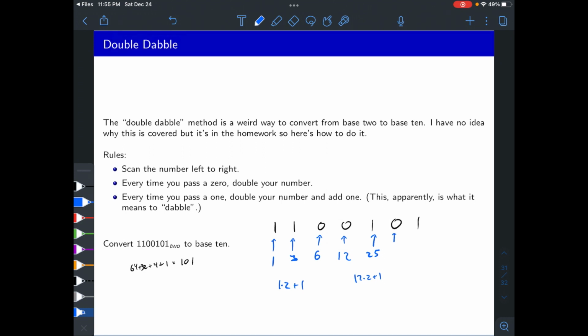I find another 0. I double it, so I am at 50. I get to a 1. That means I dabble. So I double 50 and I add 1. What's 50 doubled and adding 1? I get 101. And so that would be our final answer: 101 base 10.